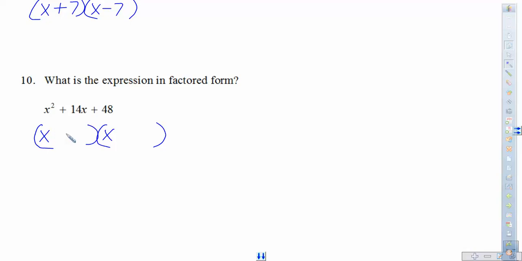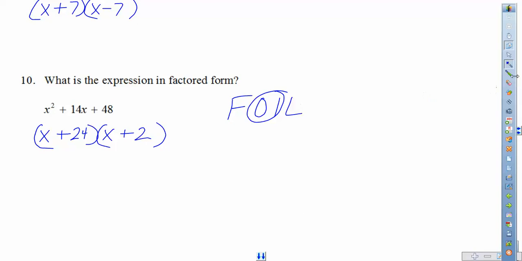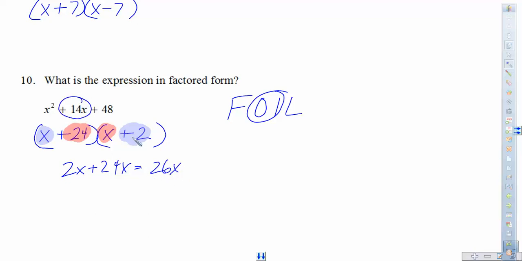48. I'm going to do it wrong on purpose the first time so that way we know that that check is valuable. So 48, I think 24 times 2 is 48. Great. So I must have the right answer, right? Wrong! No, we don't. Once again, it's the OI part of FOIL. If we do the OI, we have 2x combined with 24x. Those like terms, 2x and 24x, combine together to give us 26x. Not the one that we're looking for. We are looking for 14x.